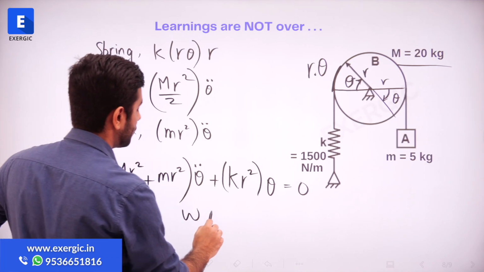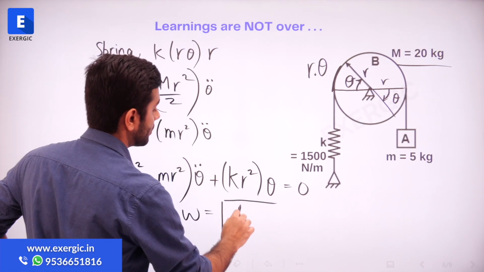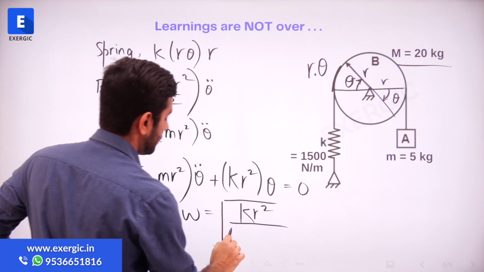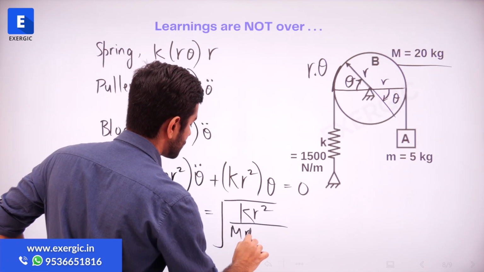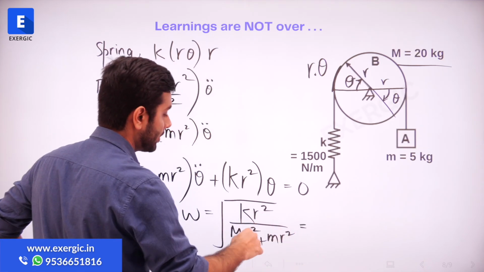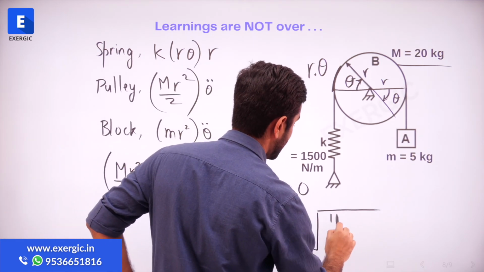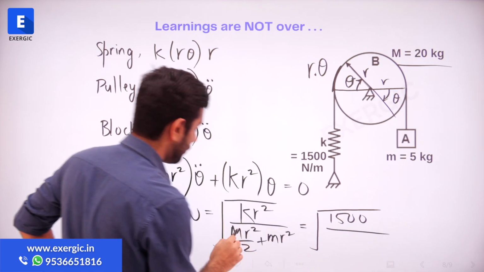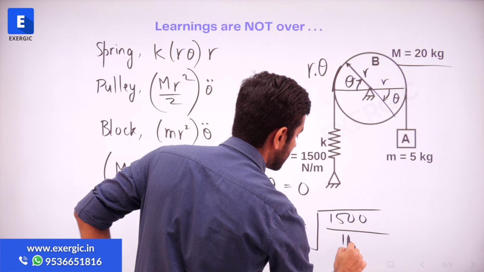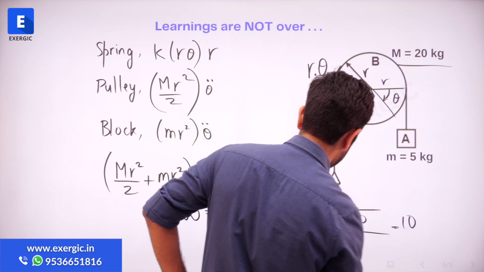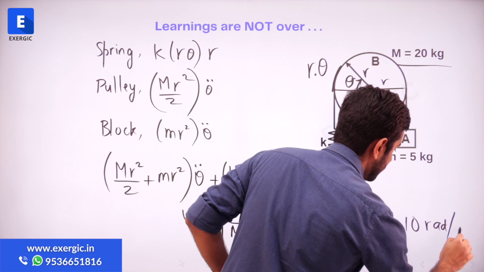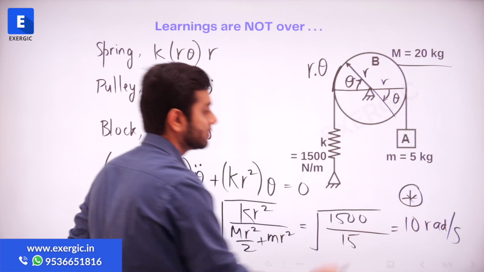So from this, the angular frequency is going to be root of k equivalent, which is kr square, divided by mass equivalent, which is mr square by 2 plus mr square. Now r square all going to get cancelled. The value of k is 1500, the value of capital M is 20 by 2, 10, plus small m 15. So root 100, it is going to give us 10. This value is going to be 10 radian per second, which is the answer for this question.